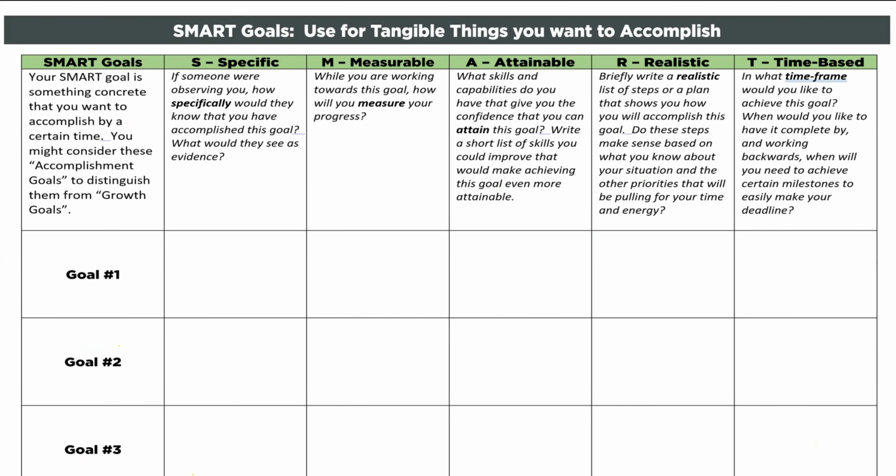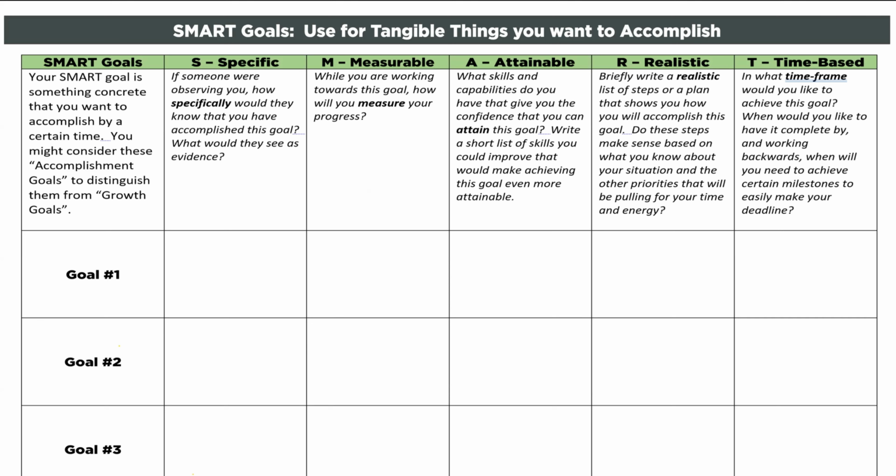This is a copy of the SMART Goals worksheet that I give my clients. And one of the great things about this is it describes what each letter stands for pretty specifically. So I'm going to read these to you. The S stands for specific. And a way to think about specific is if someone were observing you, how specifically would they know that you've accomplished this goal? What would they see as evidence?